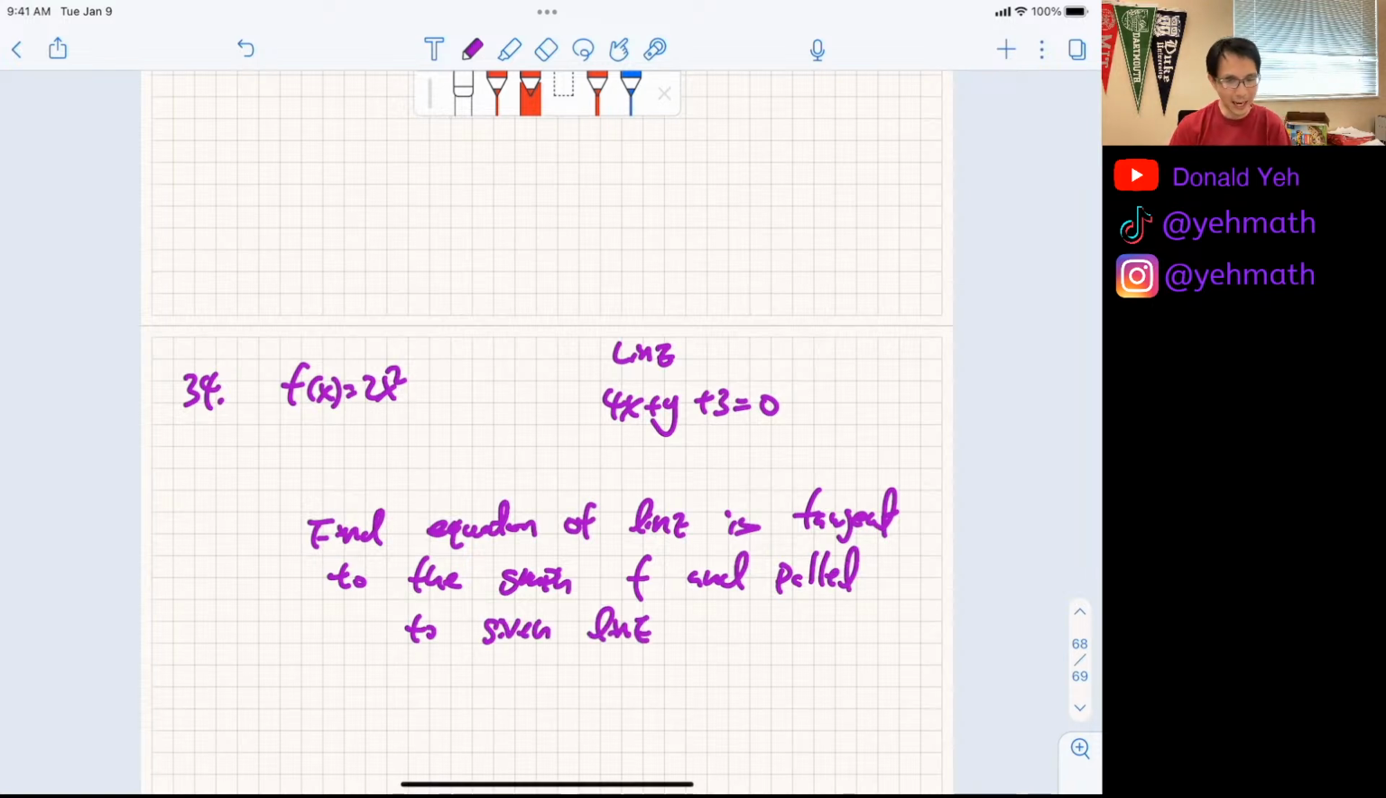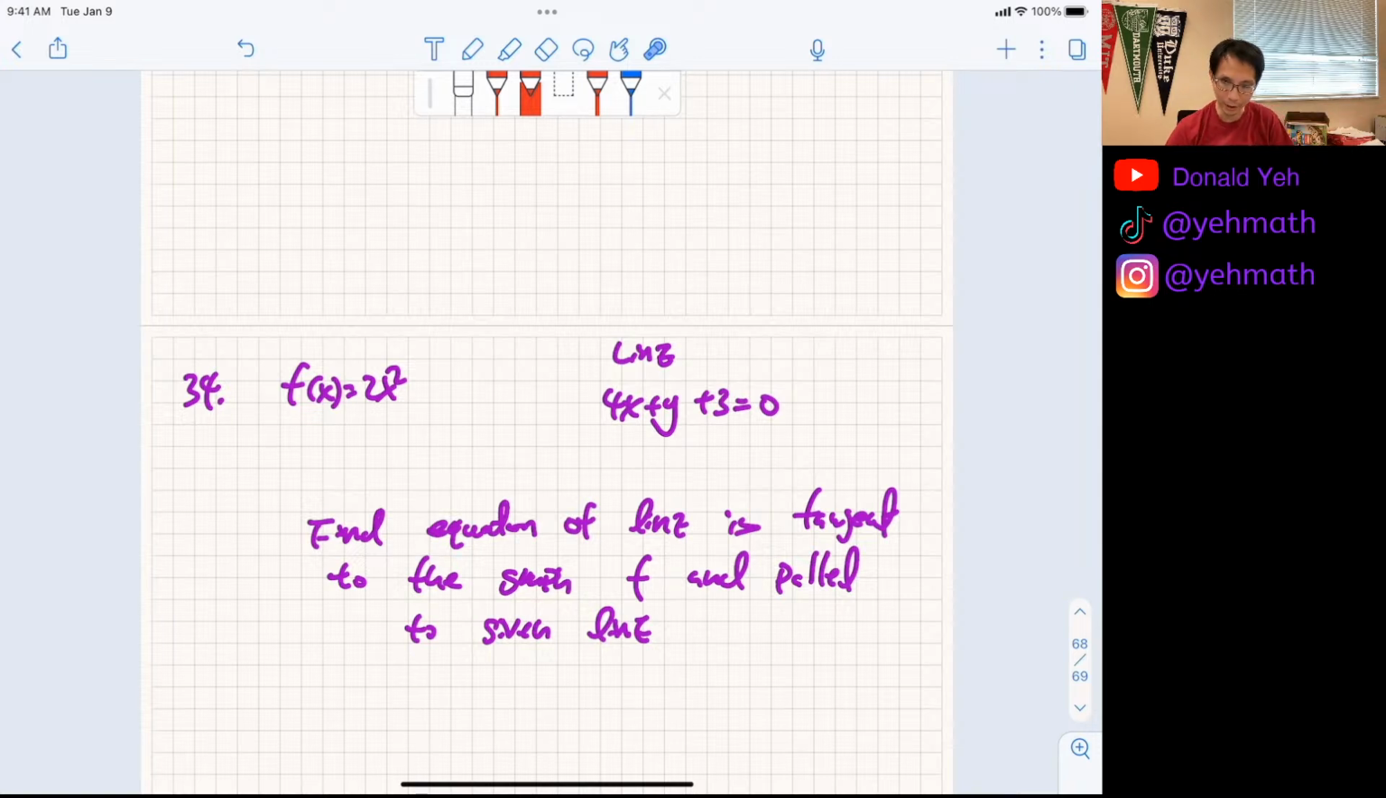So what is the question asking? The question is asking there is a tangent line here that's going to be exactly parallel to this one. Find the equation of a line that's tangent to the graph of f and parallel to a given line. Okay, so do we set that as y equals and then find the slope from there?